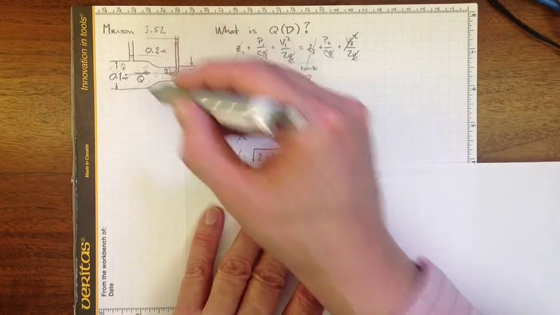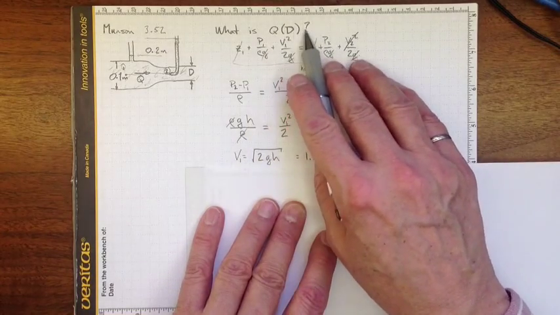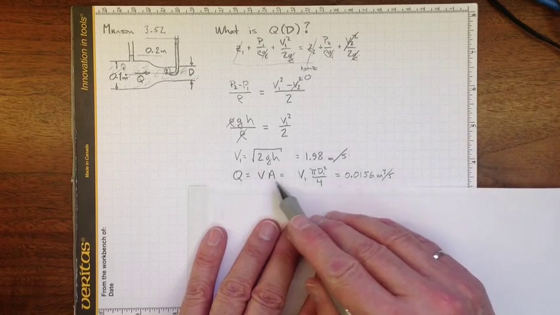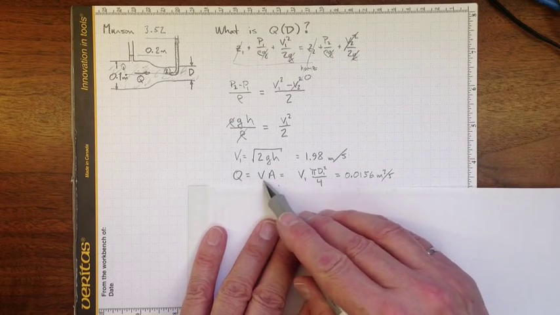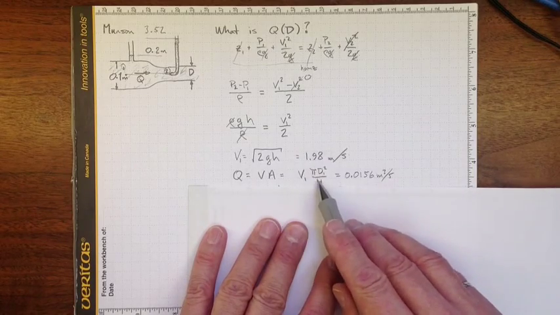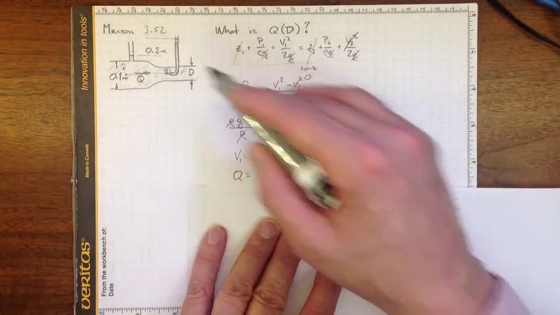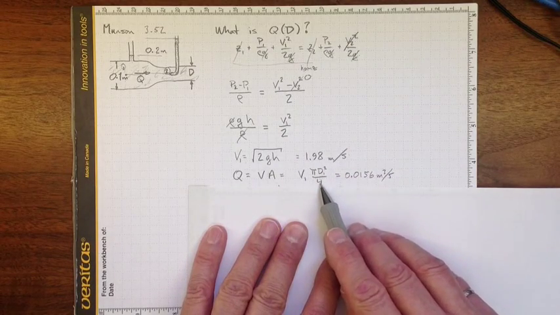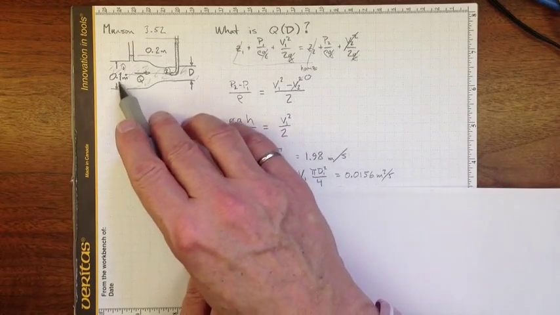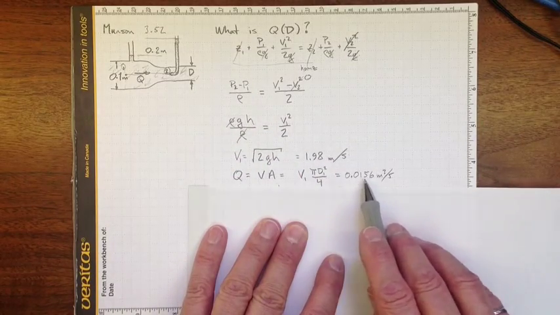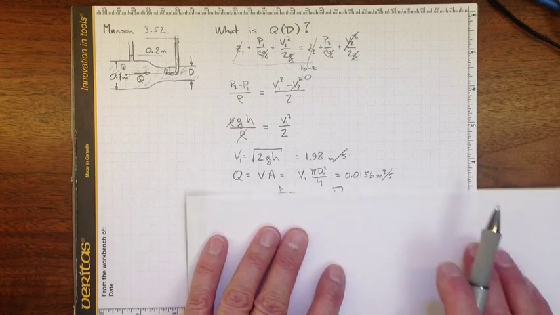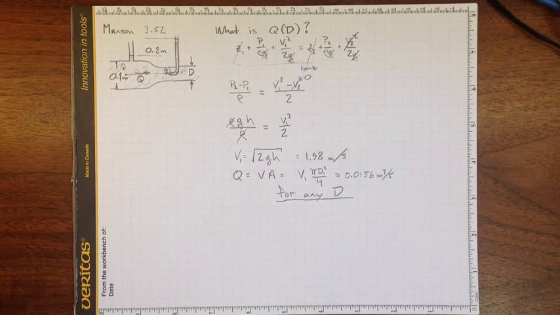If we know what the velocity is, we can find the flow rate, the volume flow rate Q, as velocity times area. So Q is equal to VA. The velocity is V1, the one that we just calculated. The cross-sectional area of the pipe is pi D1 squared over 4. And if we plug in 2 and 0.1 squared here, we wind up with 0.0156 cubic meters per second. And that's true for any value of D.